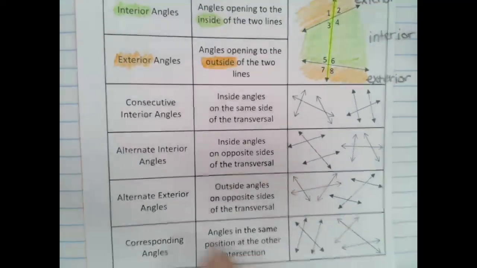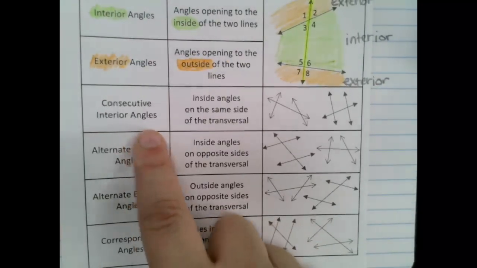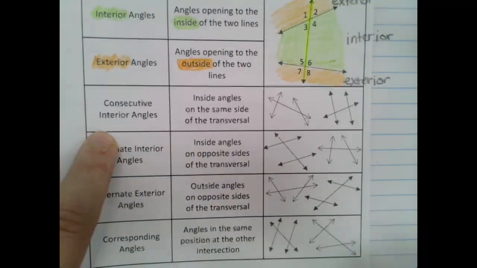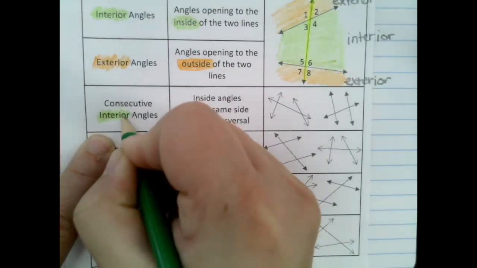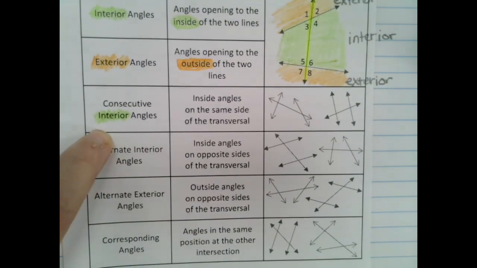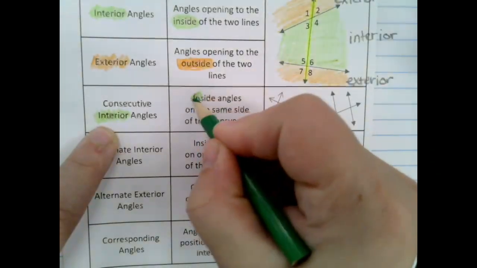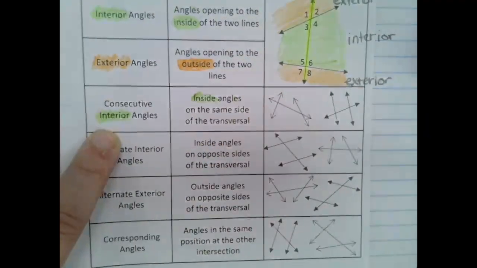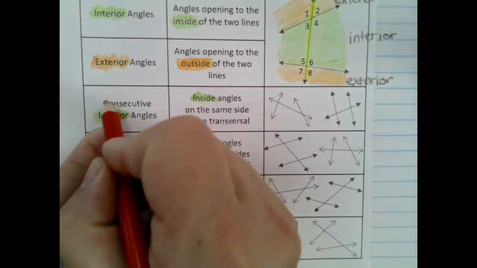All right, so as we take a look here, we have consecutive interior angles. So again, we're looking at that word interior. I used green for interior, so I'm going to use green for that word interior again. And interior means what again? Inside. So we have inside, interior. But now we have this new word consecutive. I'm going to use red for that word consecutive, and I'm going to circle it.